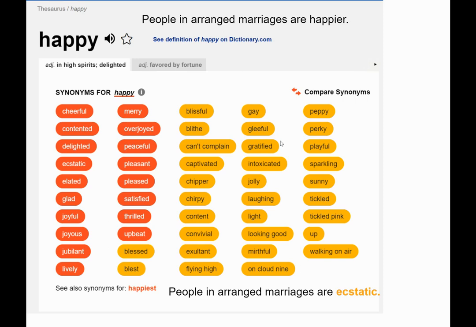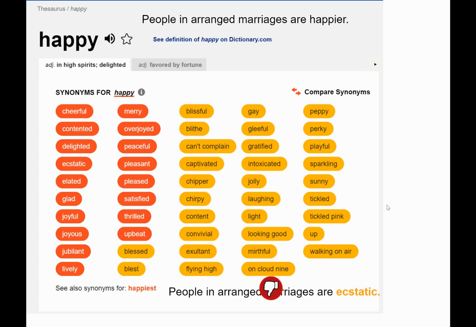So I saw "ecstatic" on here and I said, people in arranged marriages are ecstatic. I replaced "happier" with "ecstatic." However, ecstatic means like extremely happy, almost like excited. And that's not what the article said. So that wouldn't make sense. Just because there's a synonym here doesn't mean that it makes sense in your sentence. Also, very, very important, if you do not understand what a word means, do not put it in your summary. So many times I have seen people replace a word because it's listed as a synonym.